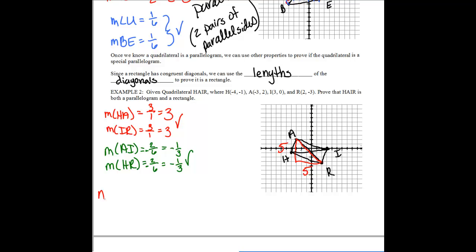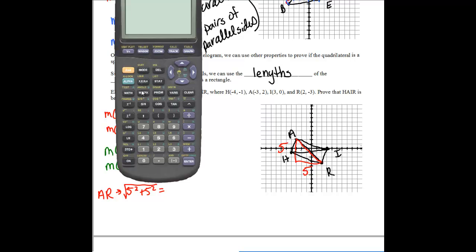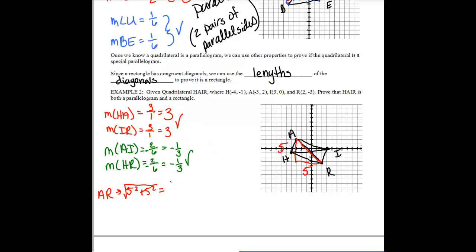So for AR, it is 5 squared plus 5 squared, and take the square root of it. What is that length? The square root of 5 squared plus 5 squared is 7.07.